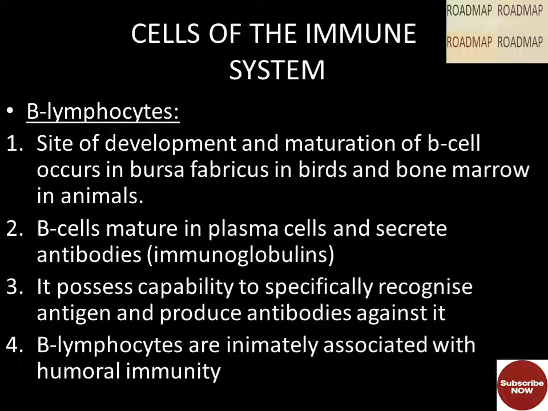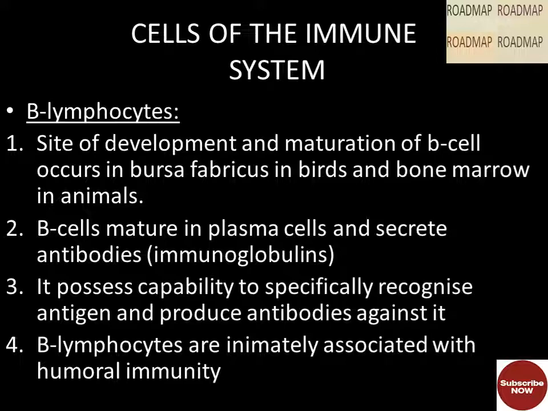Now, coming to the cells of the immune system. There are two types of lymphoids, namely B cells and T cells, that are critical for the immune system. There are also several accessory cells and effector cells which participate. So, what exactly is a B lymphocyte? The development and maturation of B cells occurs in the bursa of Fabricius in birds and bone marrow in mammals.